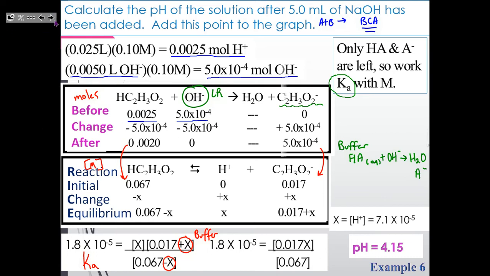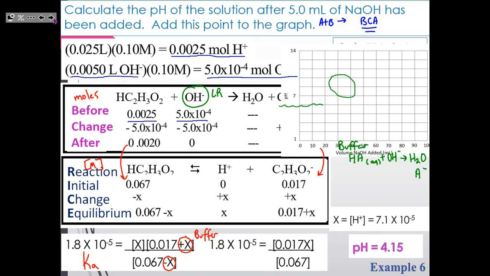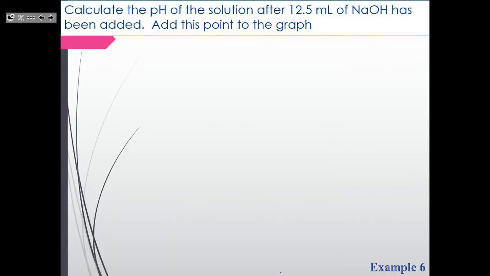So let's go ahead and plot our point. Clear up some space here. Okay, there's the first one, and here is the second one. All right, at this point we want to calculate the pH of the solution after 12.5 milliliters of NaOH have been added. And this is a really special point, and we're going to see why in just a moment.